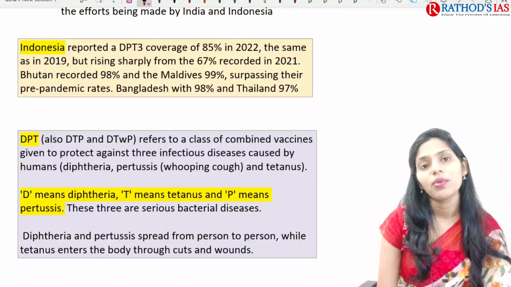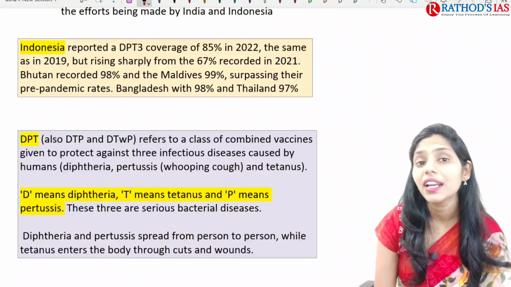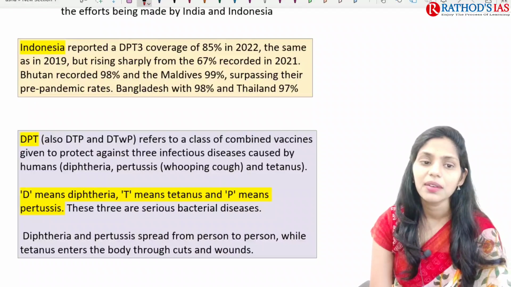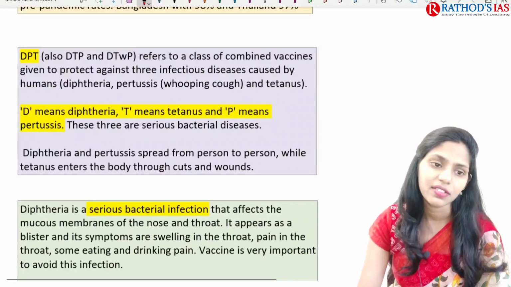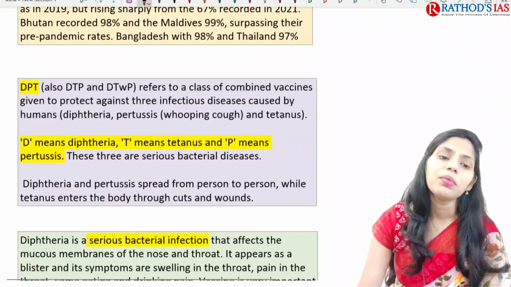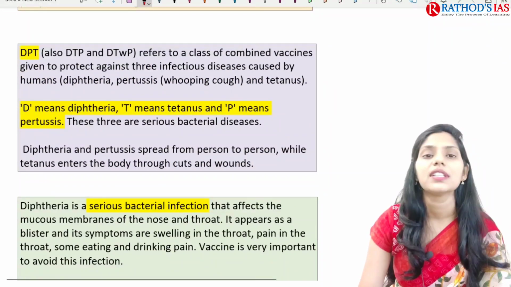So even if you're talking about other countries like Bhutan, which had 98%, Maldives 9%, and Bangladesh 98%, as well as Thailand 97%. So if we're talking about this DPT, what is this exactly?